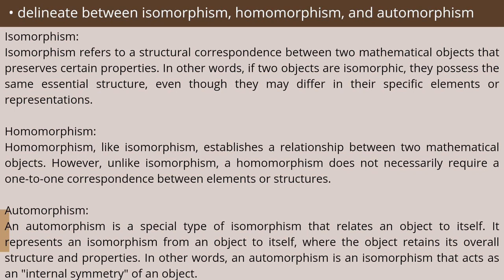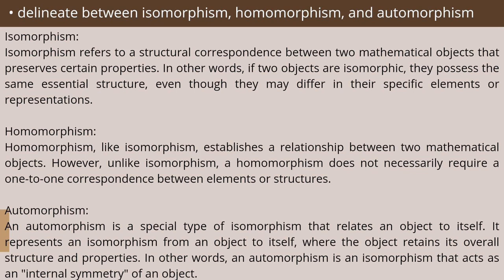For example, two groups are isomorphic if there exists a bijective map between them that preserves the group operation, identity element, and inverses. In graph theory, isomorphism pertains to the correspondence between two graphs such that their adjacency relationships and connectivity patterns remain the same, despite possible differences in vertex labels or arrangement.